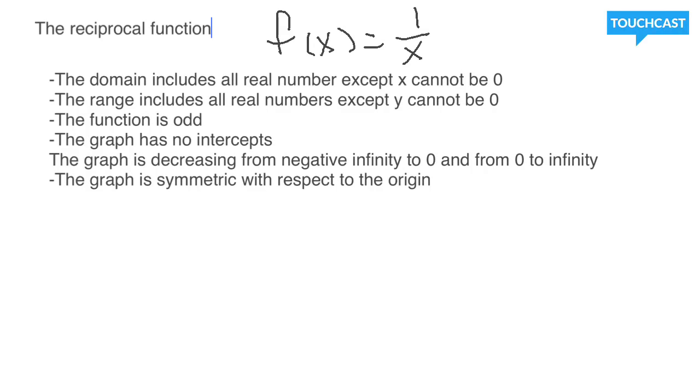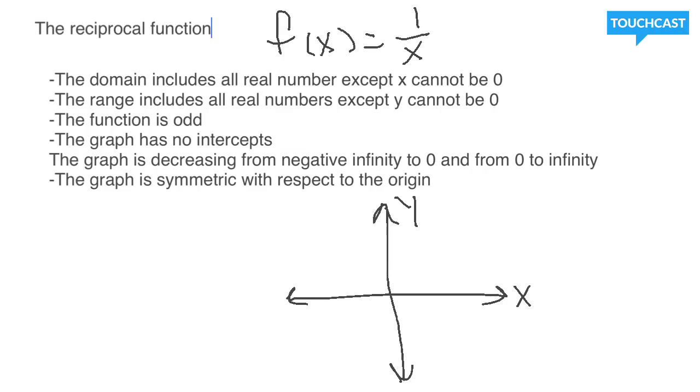If we were to create a rough sketch of this reciprocal function, first putting in our x and our y axis, it would roughly look like this. There are no intercepts. It is decreasing from negative infinity to 0, as well as decreasing from 0 to infinity.